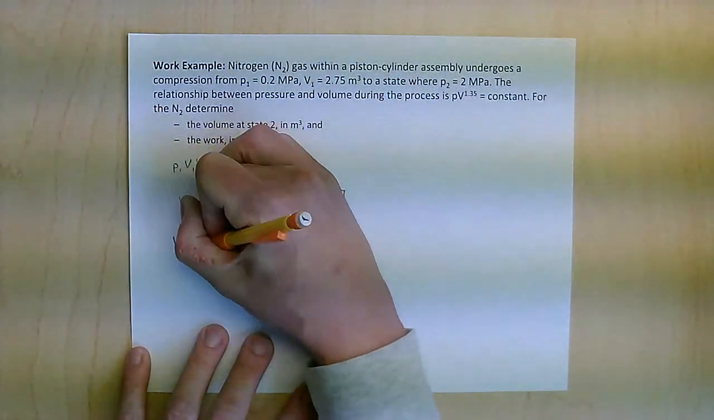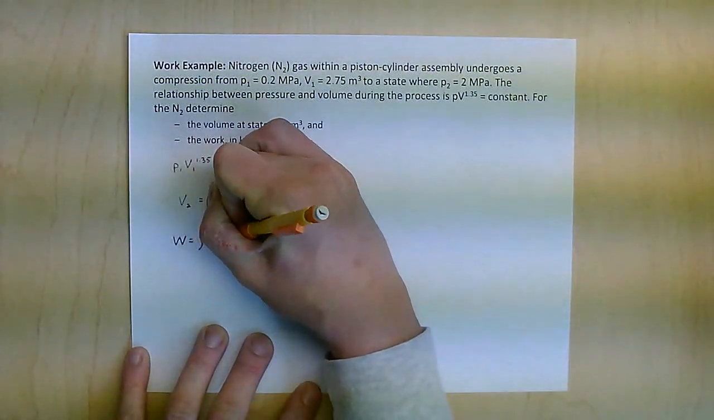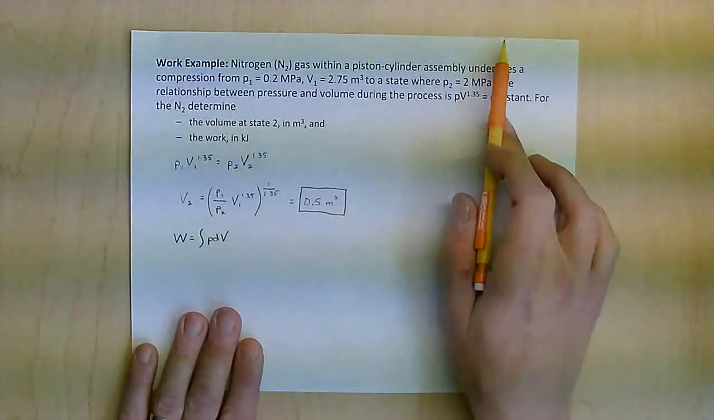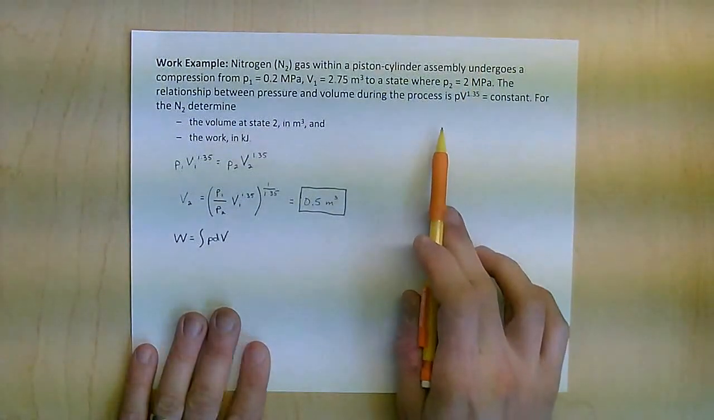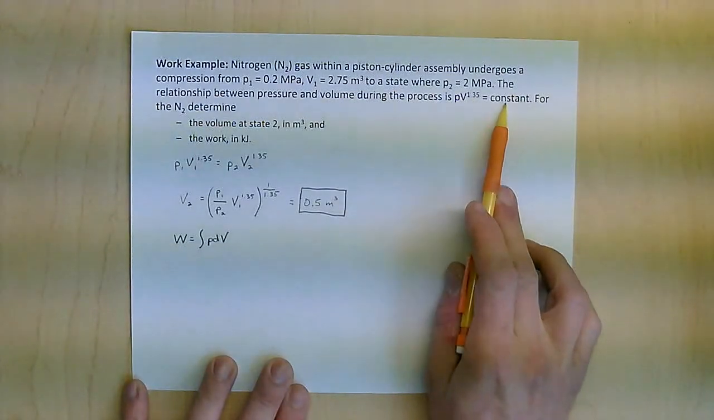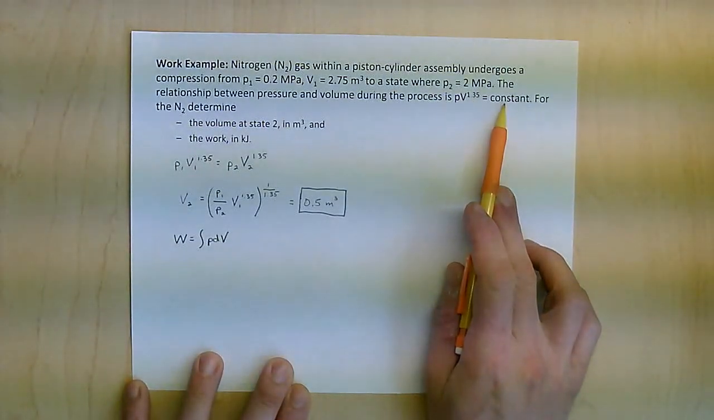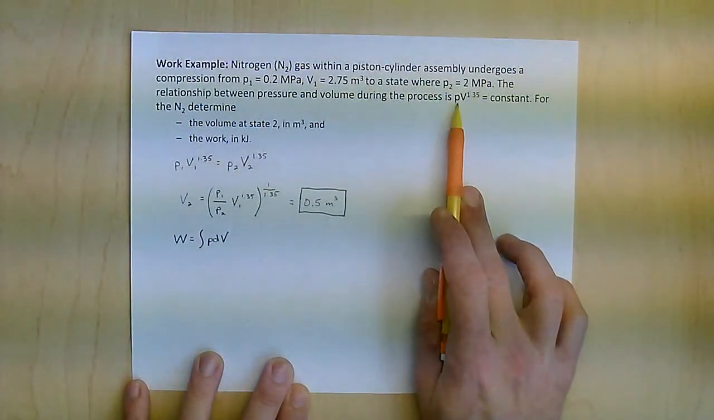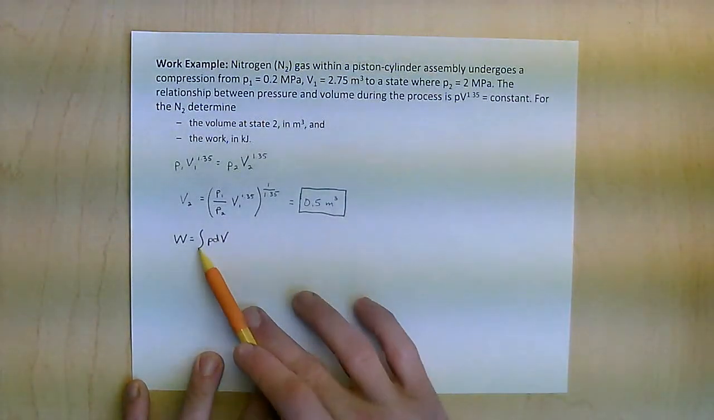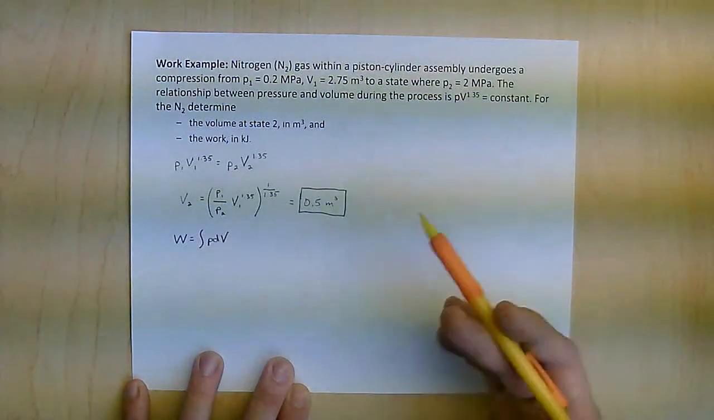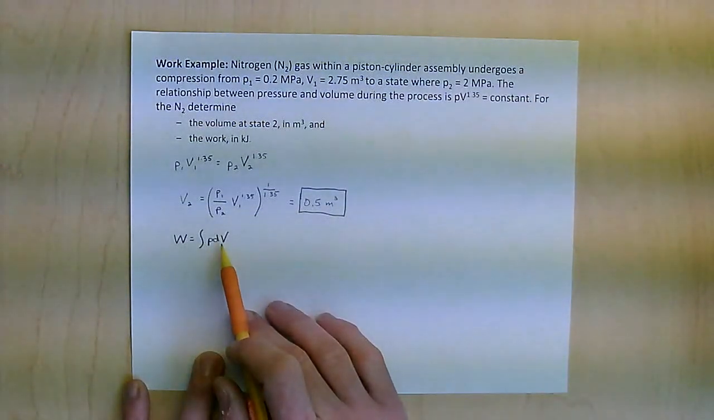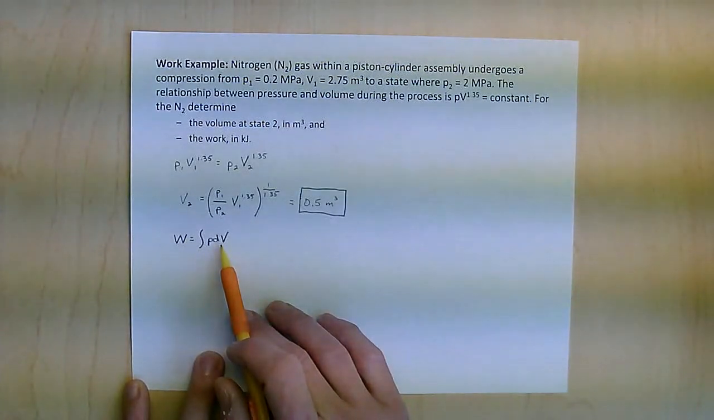Okay, now in order to find the work, I'm going to use my work equation, which of course is the integral of P dV. Now I know the relationship right here, PV to the 1.35 is constant. So what I'm going to do is solve for P here and plug it in down here so I get everything in terms of the volume so that I can do the integral, because right now I've got a P that I'm trying to integrate with respect to the volume.